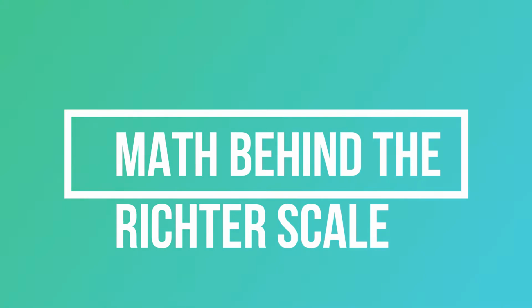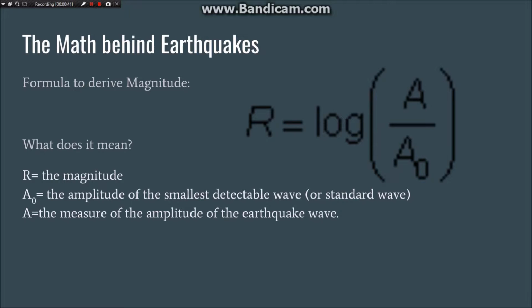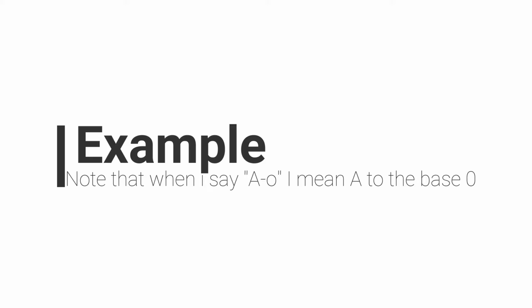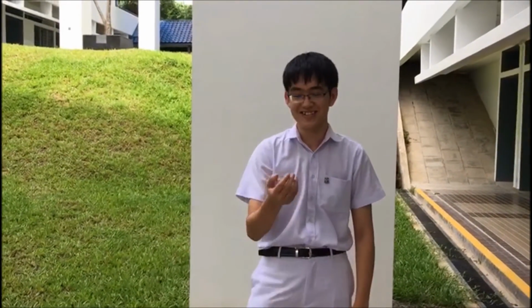The math behind the Richter scale. R equals the magnitude, A0 equals the amplitude of the smallest detectable wave, and A equals the measure of the amplitude of the earthquake wave. Next, I will show you how these logarithmic formulas can be applied to earthquakes.